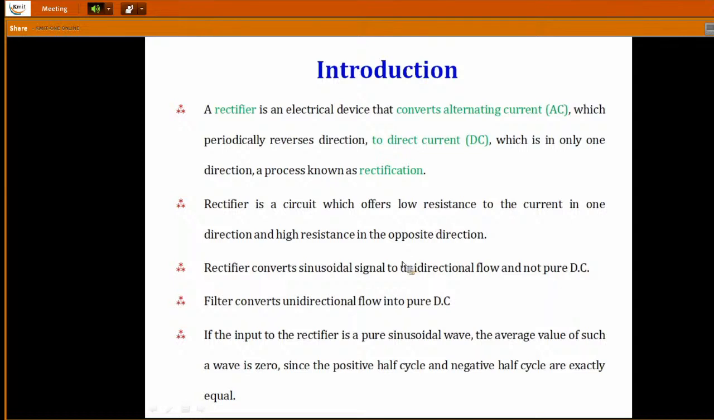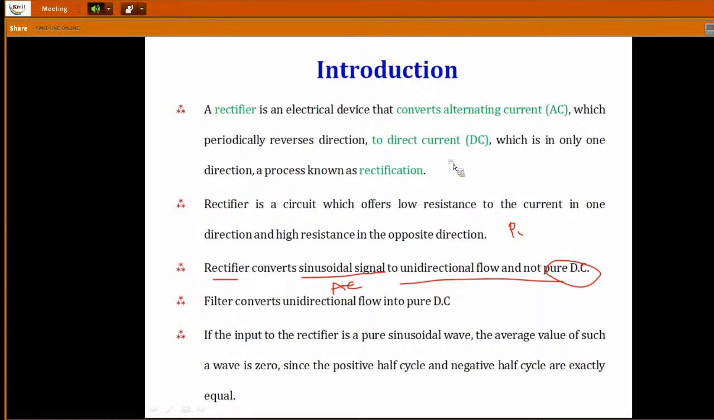Opposite direction. Okay. Now, what is a rectifier? A rectifier converts a sinusoidal signal, that is nothing but your AC signal, to unidirectional flow. That is not pure DC. It will convert the AC signal to a pulsating DC signal. We are calling that an impure DC signal.